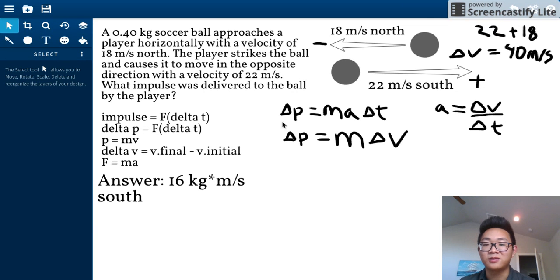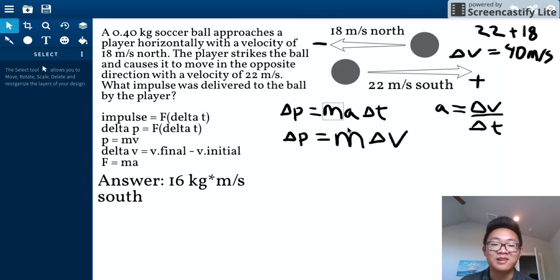Now that we have that, we can do some algebra with these equations. So we start off with delta p equals F delta t. F equals ma, therefore we can substitute mass times acceleration into this, as I did here. Once we have that, we can also substitute acceleration. Acceleration is delta v over delta t. If we sub that in, the t over here cancels out with the t in acceleration, leaving us with delta p equals mass times delta v.